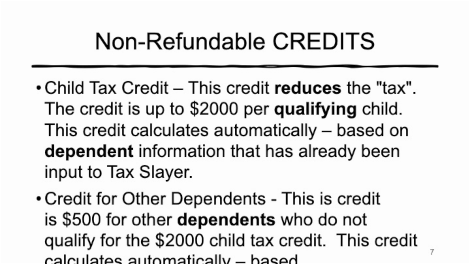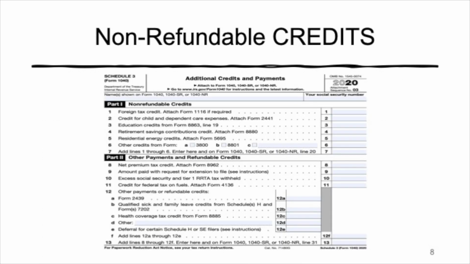Moving on to line 20, the amount from Schedule 3, line 7. Let's go there now. This slide is a picture of the Form 1040, Schedule 3, Additional Credits and Payments. This form contains 2 parts. Part 1 is the non-refundable credits, and Part 2, other payments and refundable credits. Although the child tax credit and other dependents credit are non-refundable credits, they do not go on this form. Only the items listed in Part 1, non-refundable credits, go on this form.